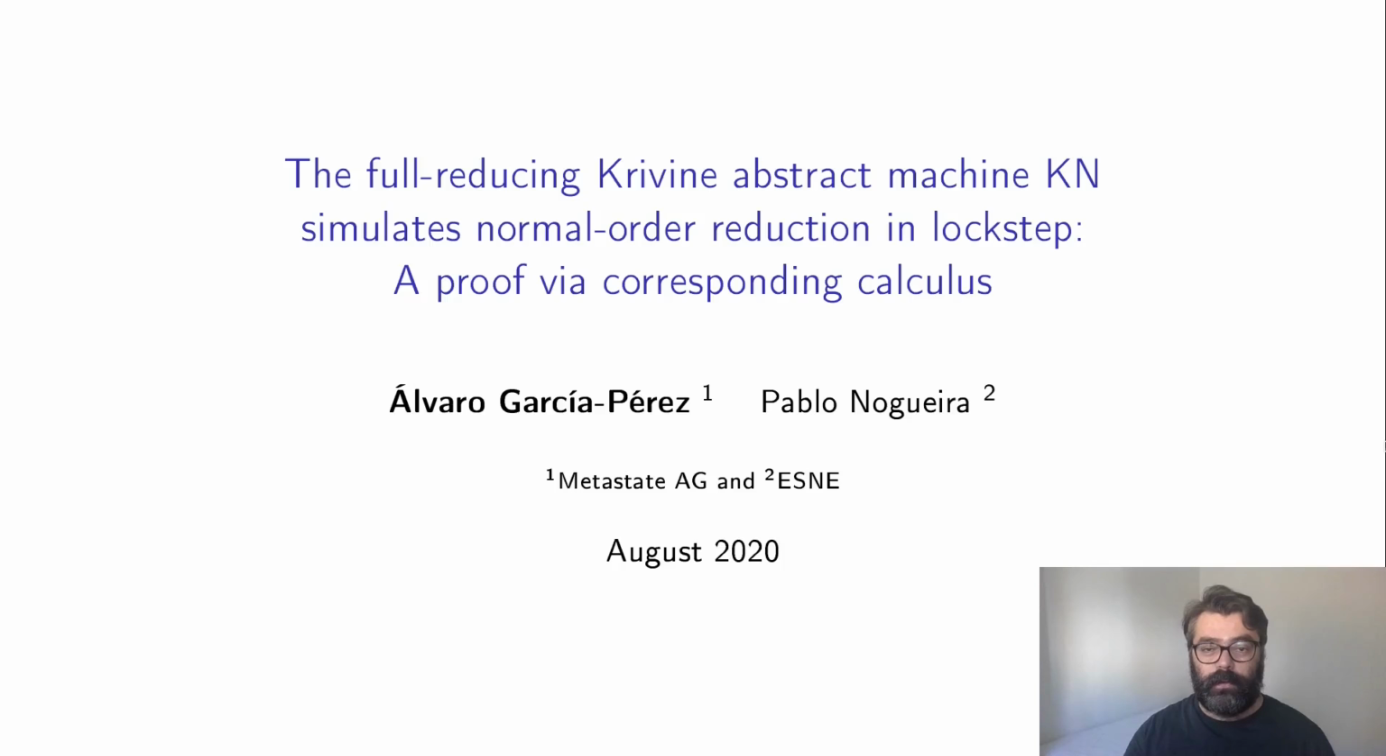In this talk, we prove properties of an abstract machine, in particular that the machine defines the same strategy as the normal order strategy of the lambda calculus. We prove this result by introducing a semantic artifact that corresponds to the machine and that is better suited for the proof of the property. The corresponding artifact is a reduction strategy in a calculus of closures.